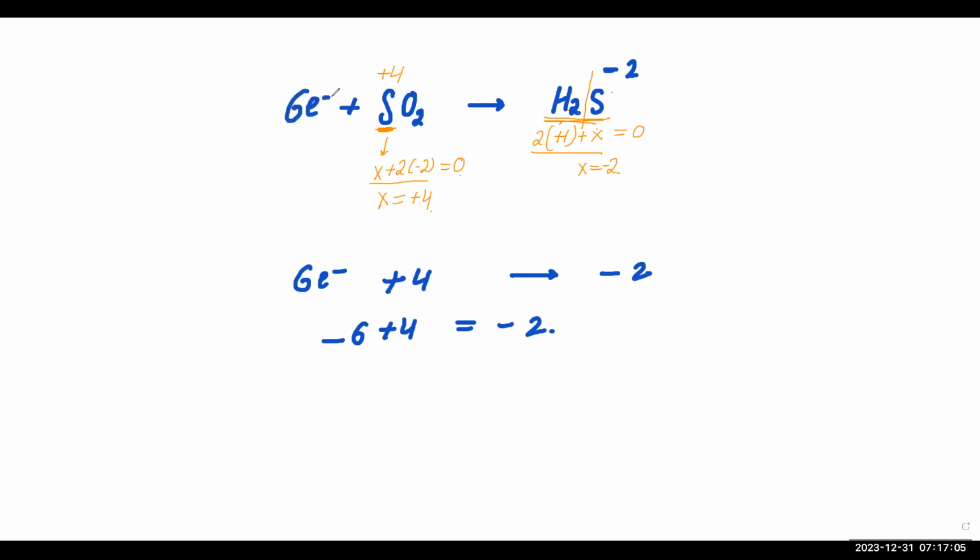Now you can see the charge on both sides. This is +4, right? Here, minus 6 plus 4, the sulfur is now -2. That's how it is going to work. Okay. So it's reduction. Ready for one more?